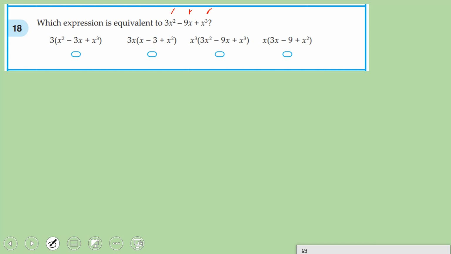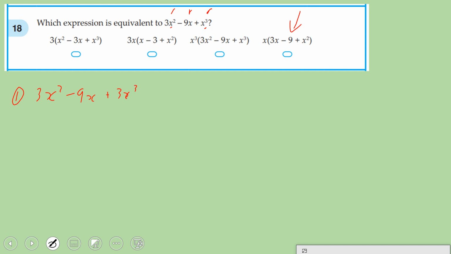So really, it's just x, not x squared or anything like that, because this one only has x to the 1, that has x to the 2, x to the 3. So we can only use x to the 1 as our common factor at the start. So that tells you right away that this is the only one that can be correct, unless there's real weird stuff going on. But we will multiply it out anyways. So first one, 3 times x squared is 3x squared. 3 times minus 3x is minus 9x. 3 times x cubed equals 3x cubed.